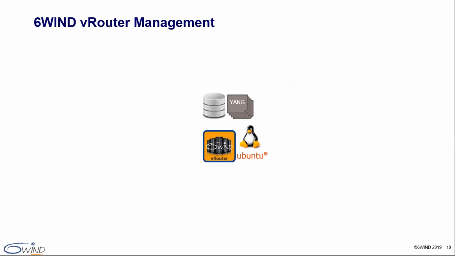6WIND vRouter provides both traditional CLI-based management and IT-style management based on automation and integration with high-level orchestration tools. For this, 6WIND vRouter proposes a Yang-based netconf API.